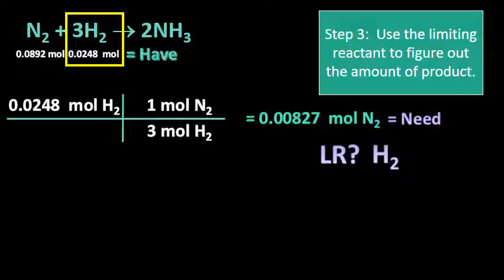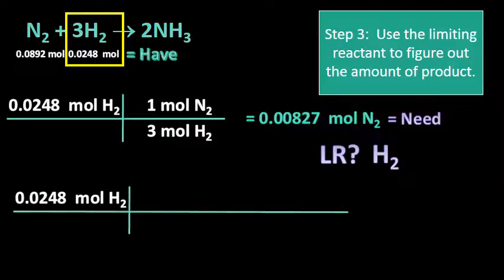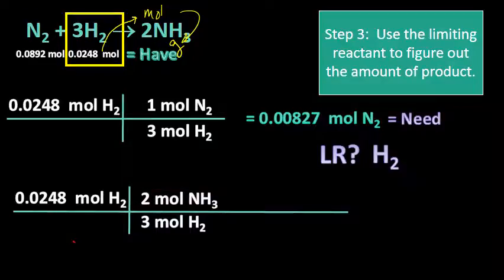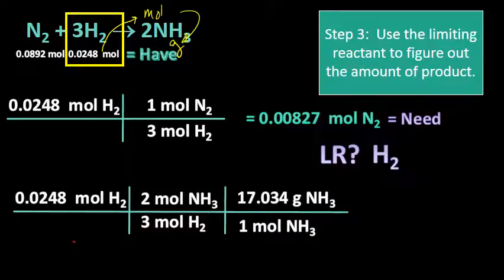So I'm going to use the hydrogen now to figure out the amount of product, starting with moles of hydrogen. That's how much I have. I need to convert that to grams of ammonia. So what's going to go in the numerator? I have moles and I need grams. So in order to do this, I need to go from moles of hydrogen to moles of ammonia to grams of ammonia. So what am I going to put in this numerator? 2 moles of ammonia. Then I have 1 mole of ammonia for the molar mass of ammonia. Plugging that into the calculator, that's our amount of product.